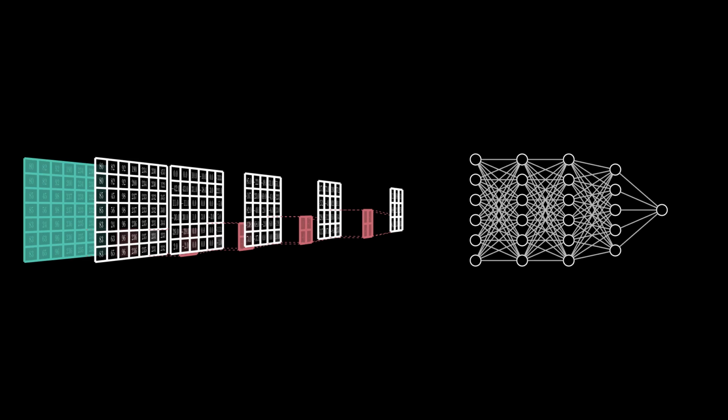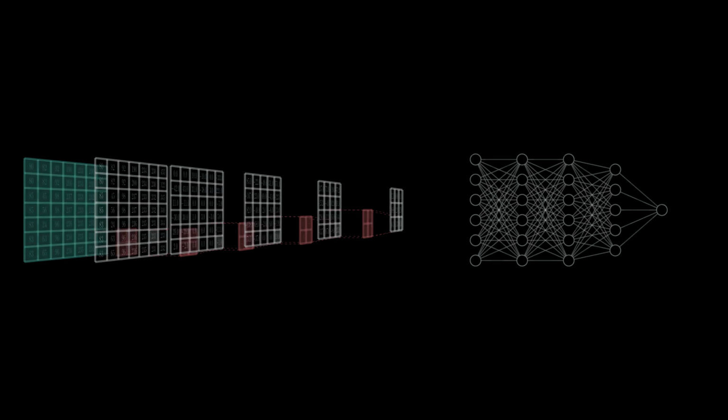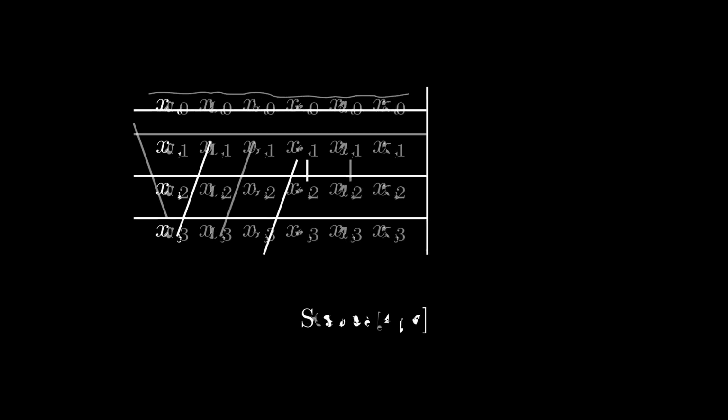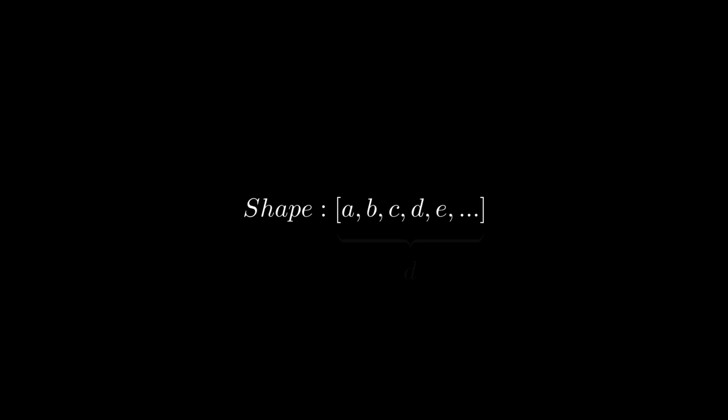CNNs are not constrained to two-dimensional inputs. To understand this, we first need to introduce the concept of a tensor. A tensor of order D is a D-dimensional array. It generalizes one-dimensional vectors and two-dimensional matrices to D dimensions. Now that we know what a tensor is, we can represent an RGB image as a three-dimensional tensor of shape 3, height, width. We then need a three-dimensional tensor as a kernel which produces a two-dimensional output.